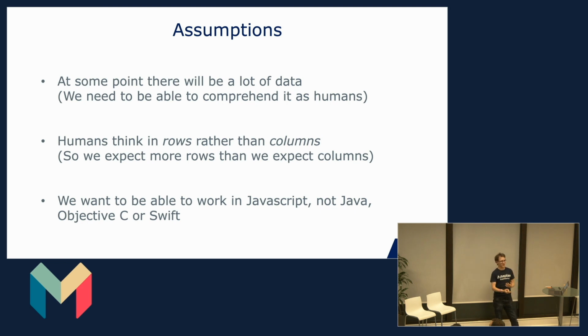And this leads into the second point, which is I'm going to assert that humans think in rows rather than columns. Now, I'm doing this partly because it suits my use case, but I think it's something that's broadly true. We prefer to scroll down information on a web page rather than try and scroll across. And the last thing I want to say is, well, this is a React Native talk. We're a bunch of React developers. We like JavaScript. So we want to try and keep this solution in JavaScript, not Java or Objective-C or Swift. So hopefully that will keep it relevant to everyone in the room.